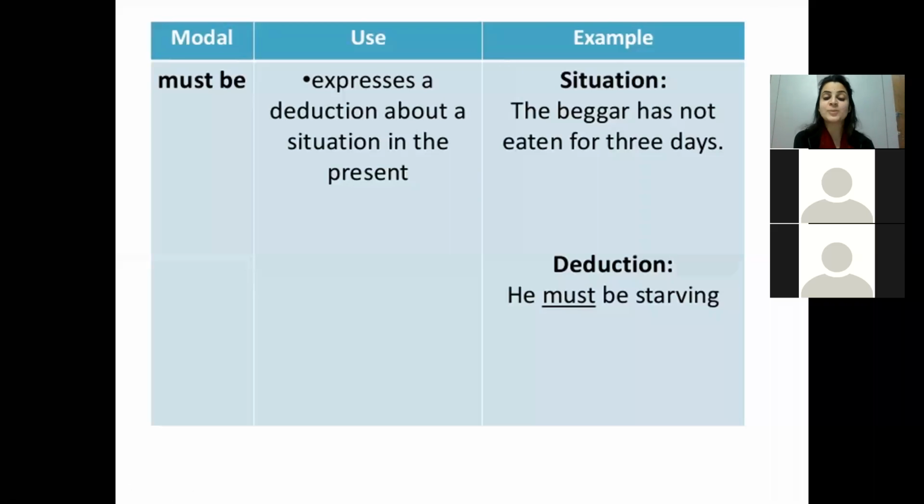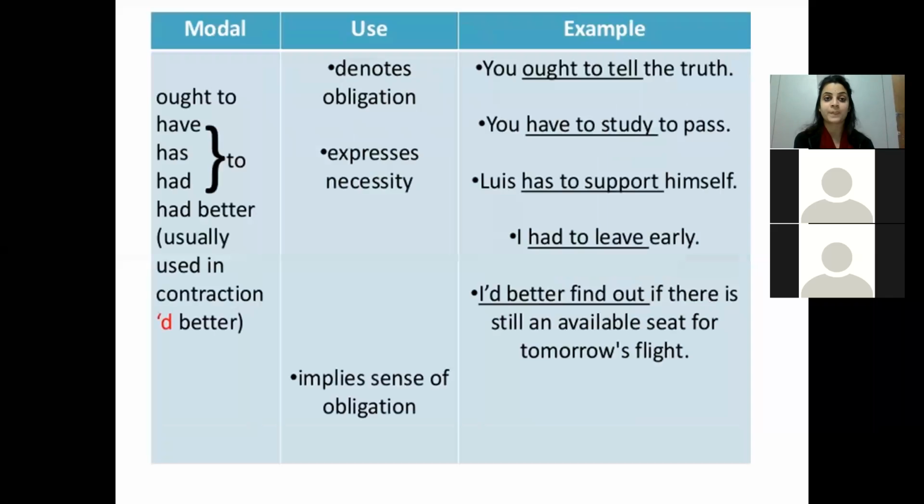Must be. It expresses deduction about a situation in the present. The beggar has not eaten for 3 days. Now we'll convert that. He must be starving. We have exchanged the words. Fine. If somebody has not eaten for 3 days, it means he's starving. So he must be starving. Starving means bhooka mar raha hoga.